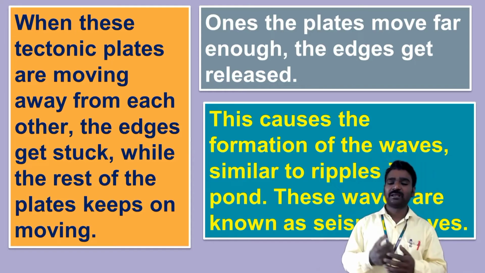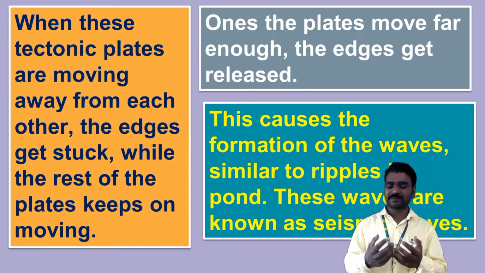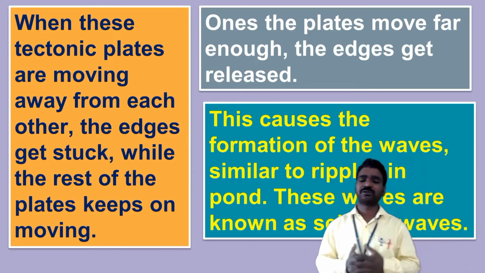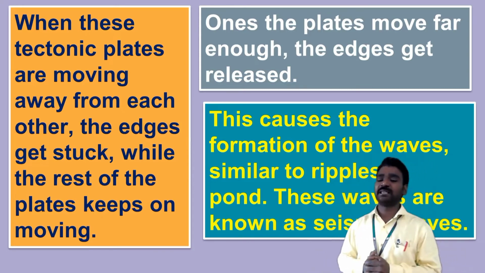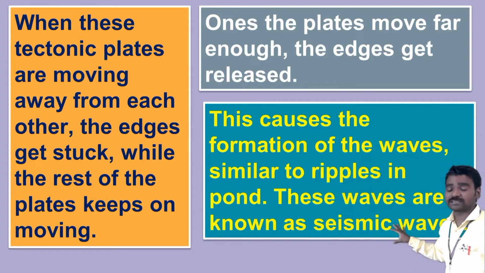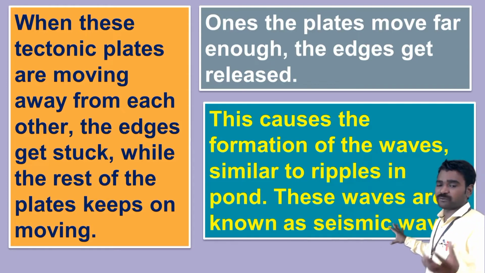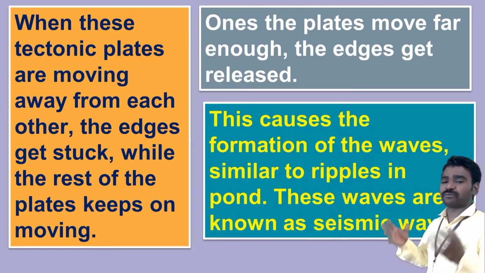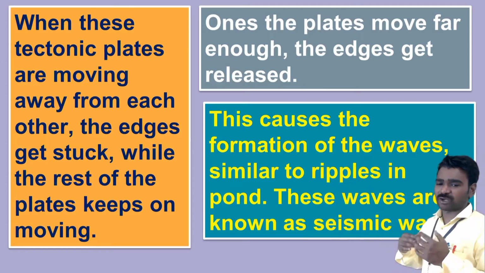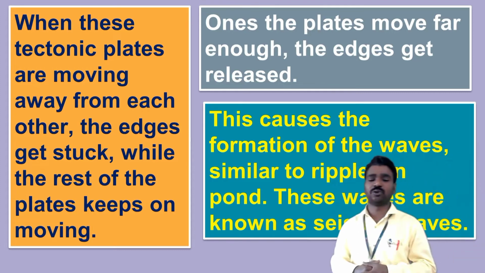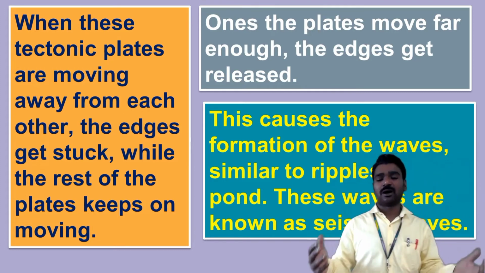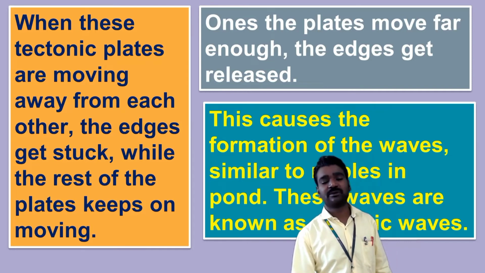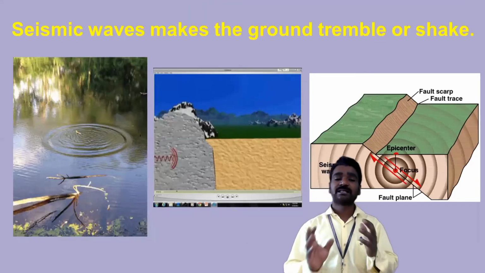In the same way, whenever these edges get released, they create or form waves. These waves are called seismic waves. Waves are released after the collision of two tectonic plates, or when these two tectonic plates move away from each other or slide under each other. Whatever waves are formed, these waves are called seismic waves.